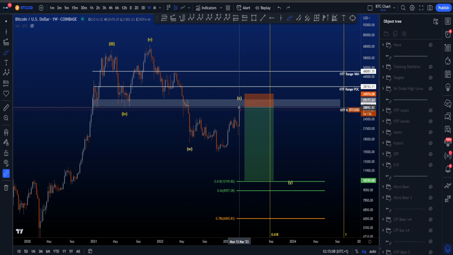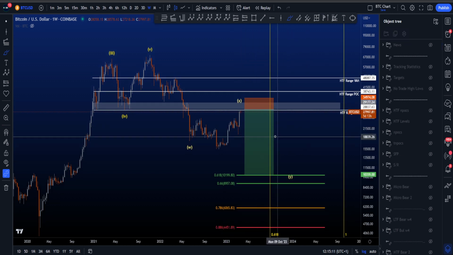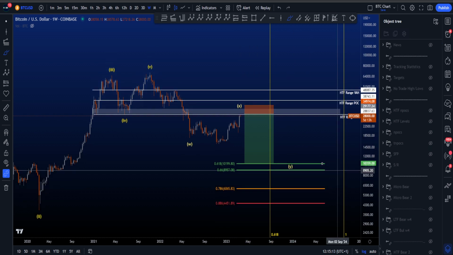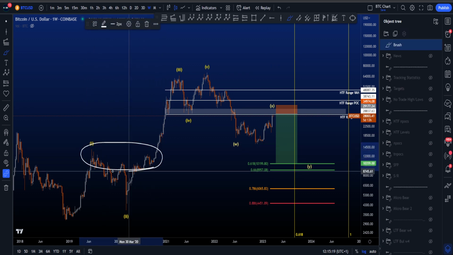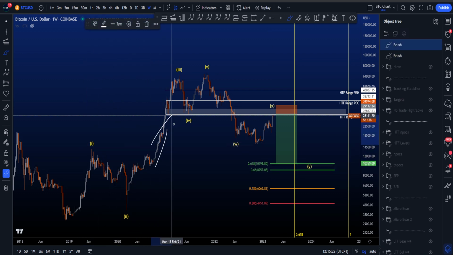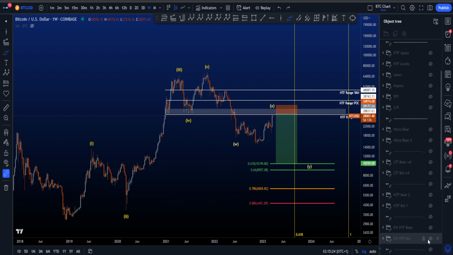So this area is very important for the bearish scenario, where then in wave Y we'll be looking for a 3 wave to the downside, with targets basically ranging between like 9k and 12k, also backtesting this area over here that we haven't seen since the bull run in 2020.